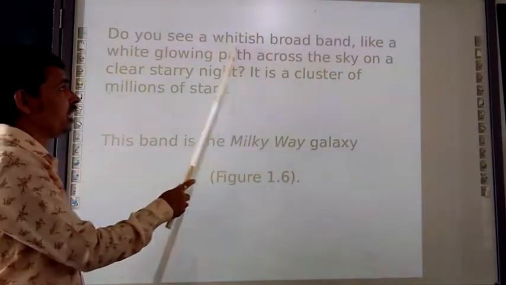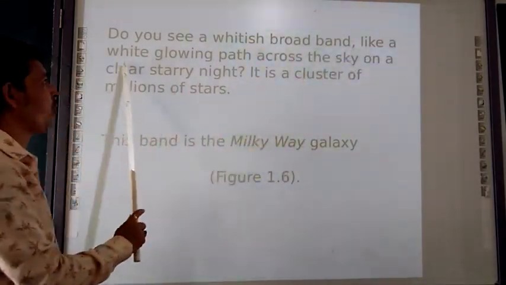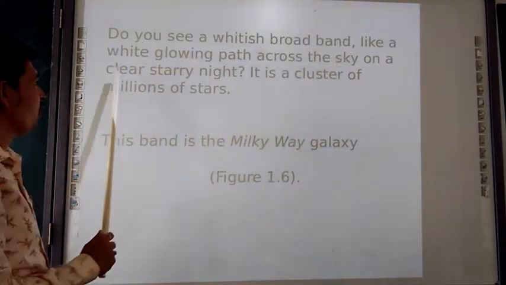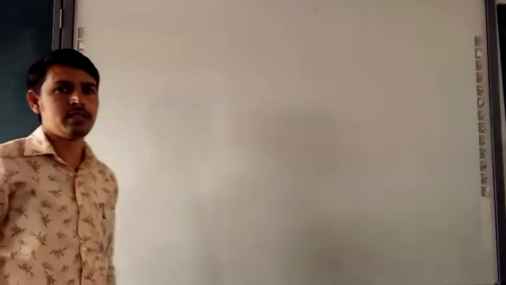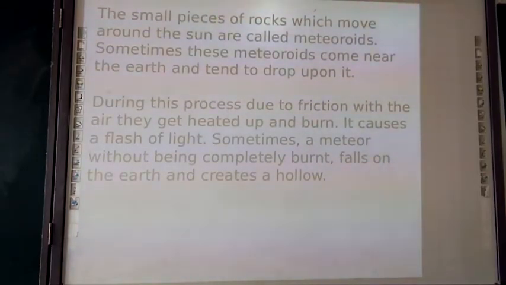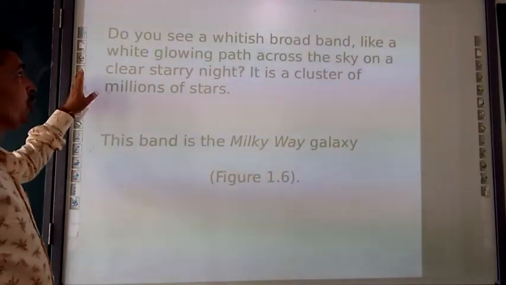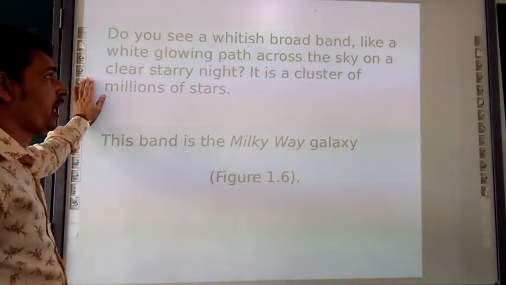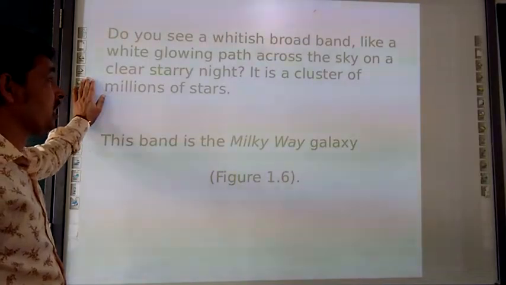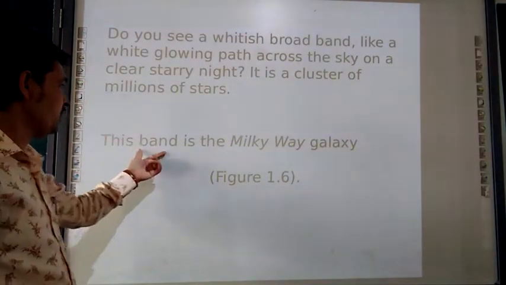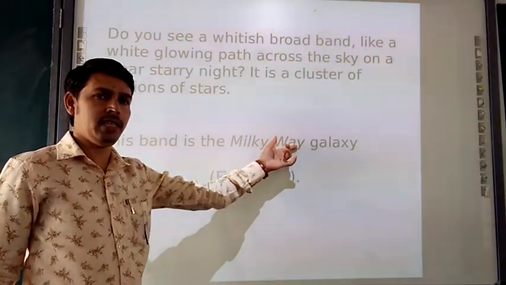Next, do you see a whitish broad band like a white glowing path across the sky on a clear starry night? It is a cluster of millions of stars. Next, we are going to see the upcoming slide. In that, do you see a whitish broad band like a white glowing path across the sky on the clear starry night? It is a cluster of millions of the stars. This band is the Milky Way galaxy.